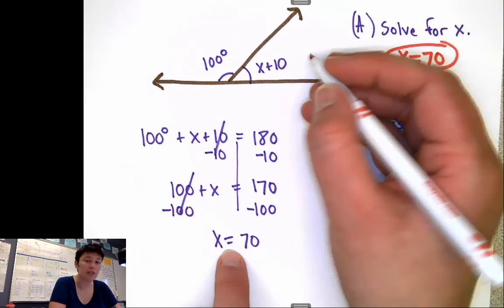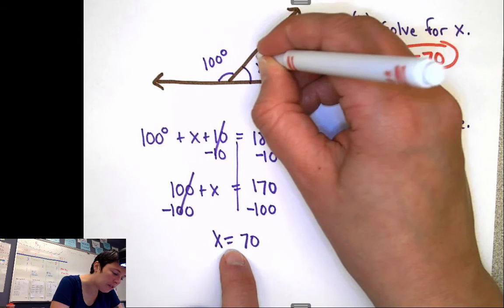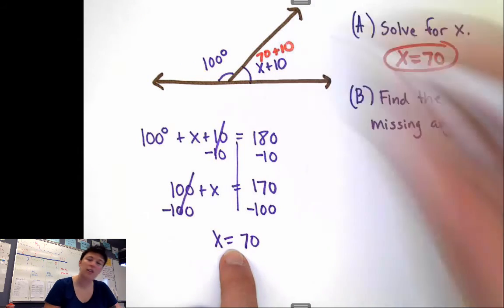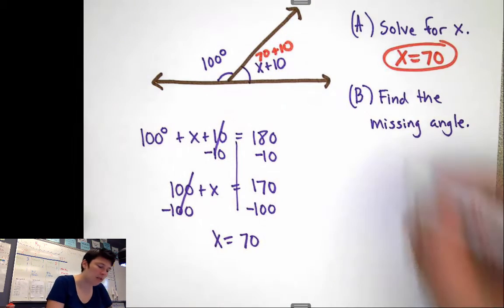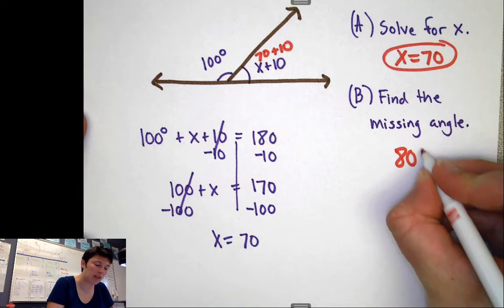Now x is 70, or so we think. So now we have to do 70 plus 10. 70 plus 10 is 80. So our missing angle is 80 degrees.